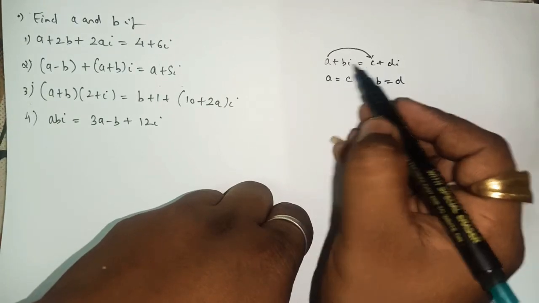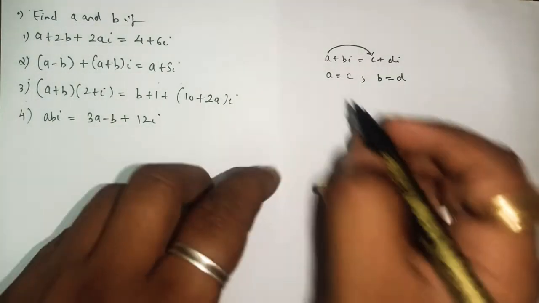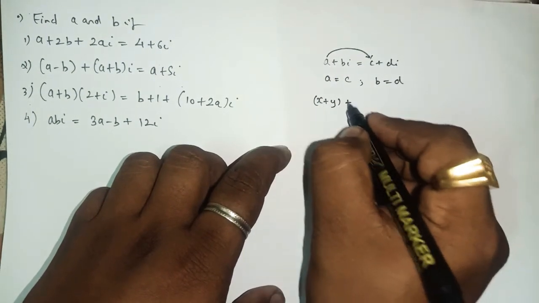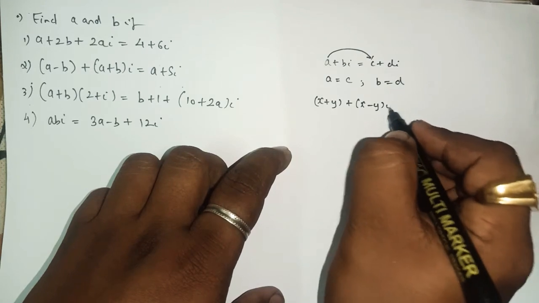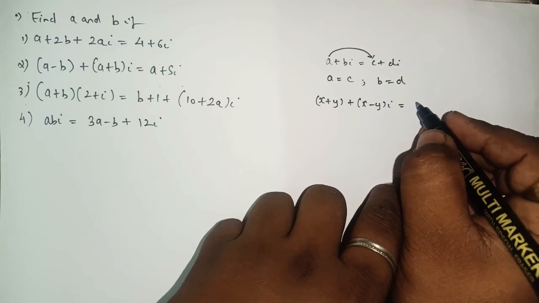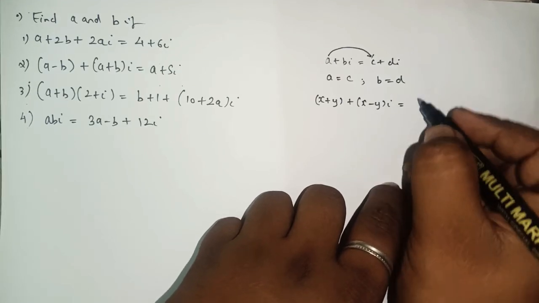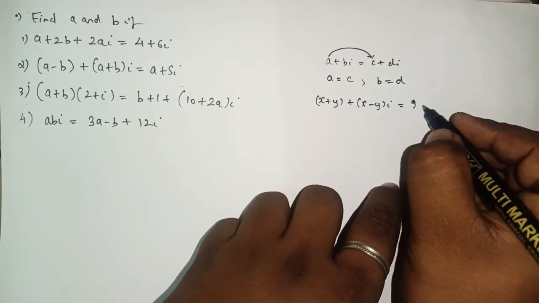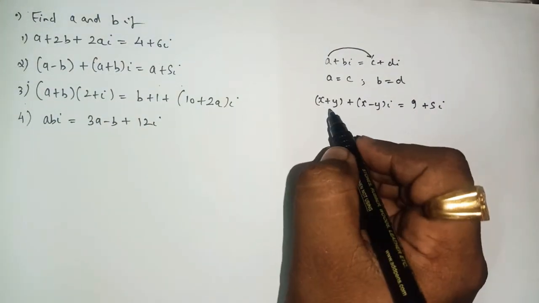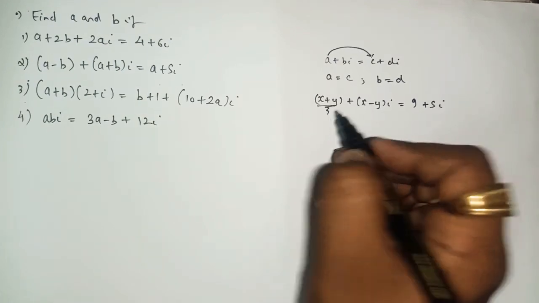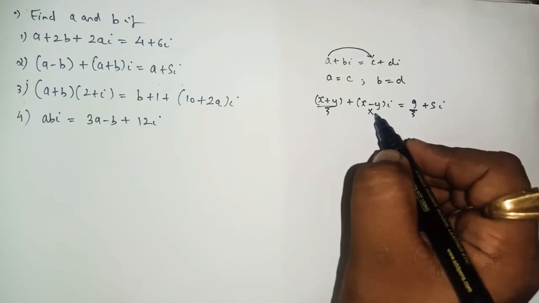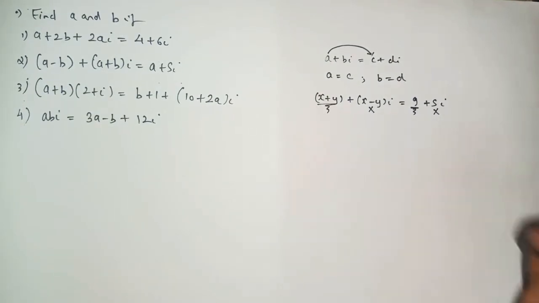So here a will be equal to c and b will be equal to d. For example, suppose if I say here we got x plus y, here we have x minus y i, and in place of c and d, suppose a number is there, like this. As clearly we can see that this part is without i, and this part on the right hand side is also without i, and this section is with i, and in the right hand side this section is with i.